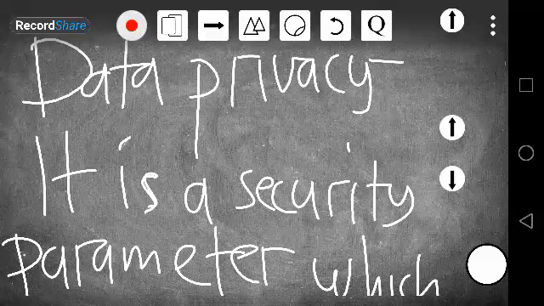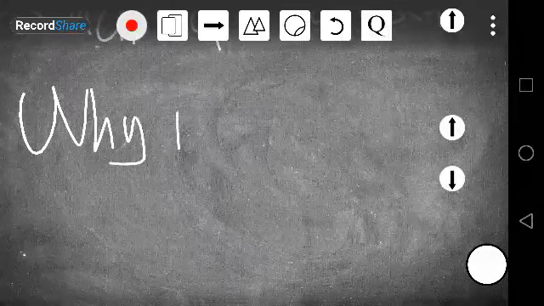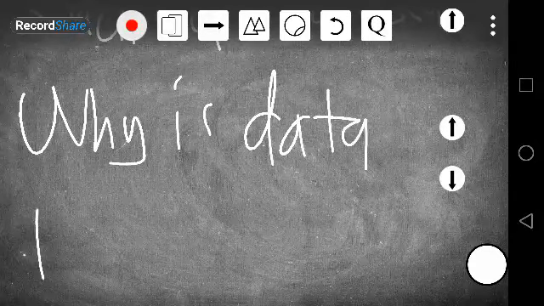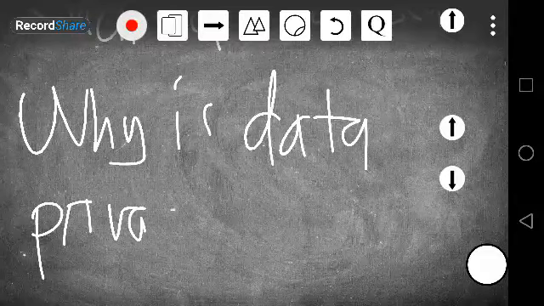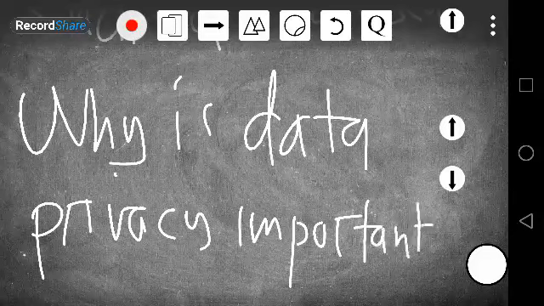So the other thing is, why is data privacy important? Why is data privacy important? All right. Why is it that data privacy is important? You'd see that there are a number of reasons why data privacy is important, but I'll only mention a few in this tutorial.